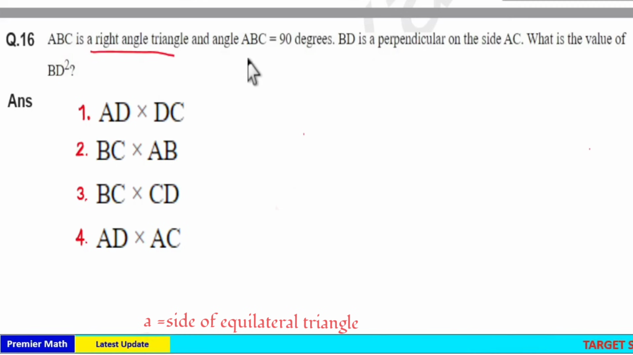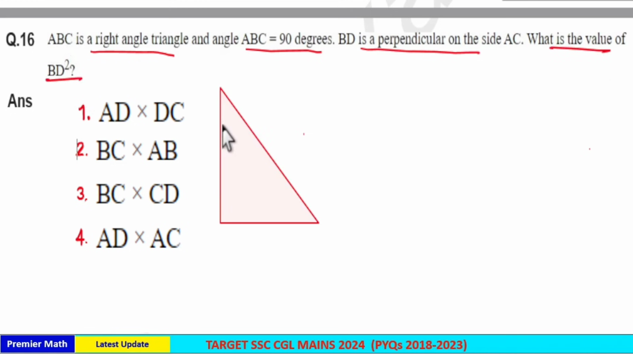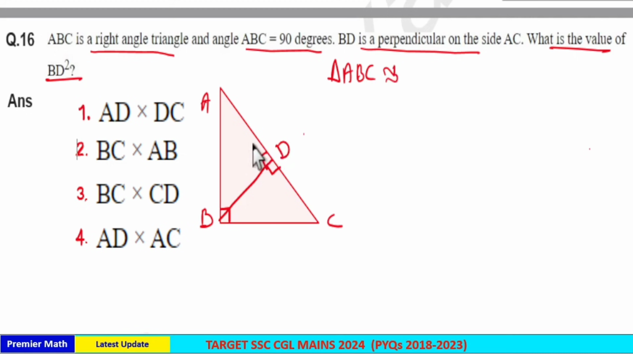ABC is a right angle triangle and angle ABC is 90 degree. BD is perpendicular on the side AC. What is the value of BD square? Here, this is triangle ABC, and angle ABC is 90 degree and BD is perpendicular to the side AC, which means these two angles are 90 degree. Now there are three triangles and all these three triangles are similar. That is, larger triangle ABC is similar to these two smaller triangles. The concept is, if you take this first smaller triangle and this larger triangle ABC, angle A is common to both the triangles.